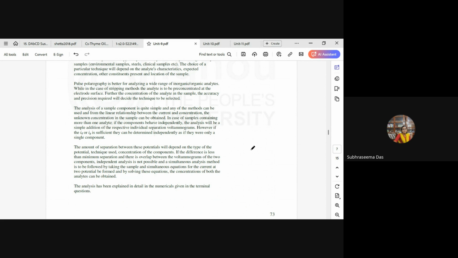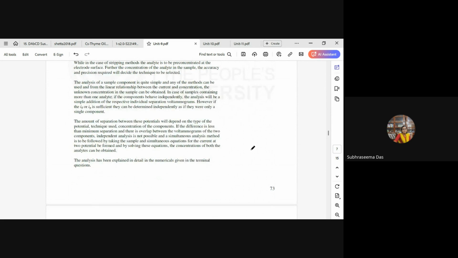So the amount of separation between the potentials, that is the diffusion current or the peak current potential, will depend on the type of the technique used and the concentration of the components. So if the difference is small, meaning minimum separation, and there is overlap between the voltammograms, independent analysis is not possible, and a simultaneous analysis method is to be followed.